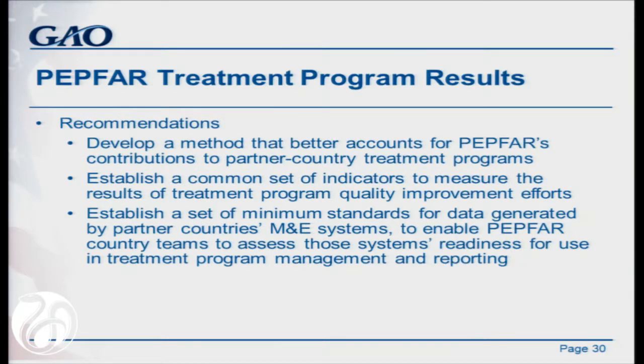Here's our list of recommendations. There were three of them for this particular review. The first one has to do with the method for estimating contributions to partner country treatment programs. The second has to do with quality assurance indicators. And the third has to do with standards for M&E system data. I'll leave it at that, and we can have a little time for question and answer.